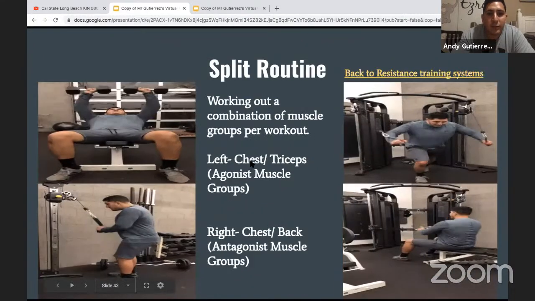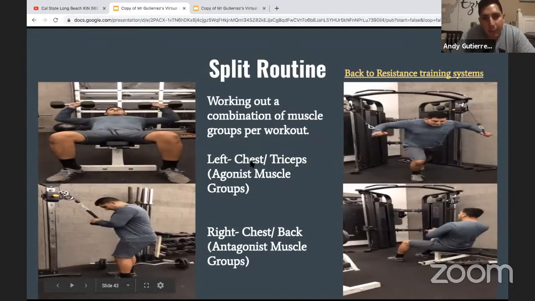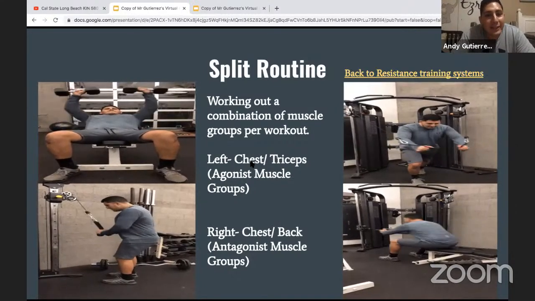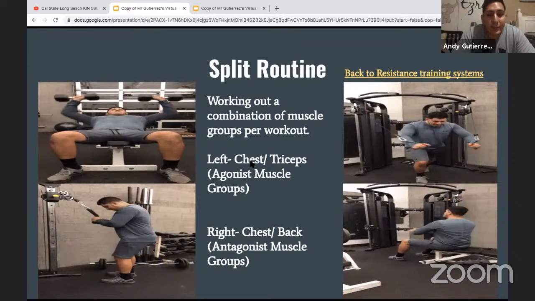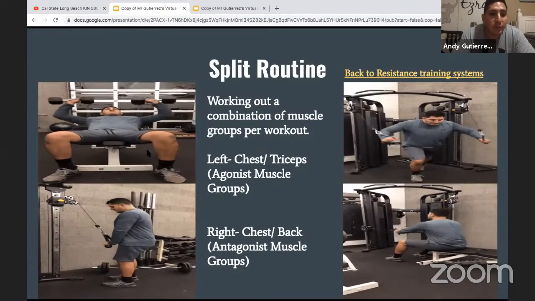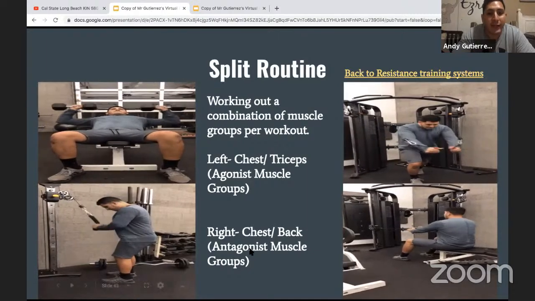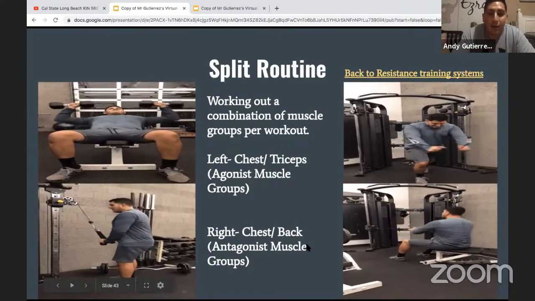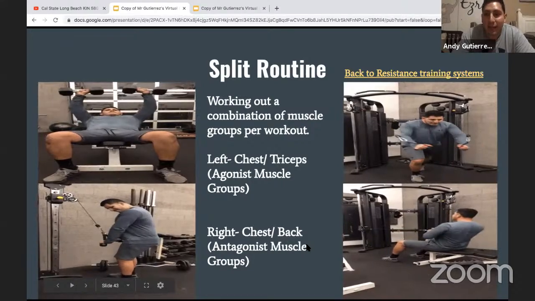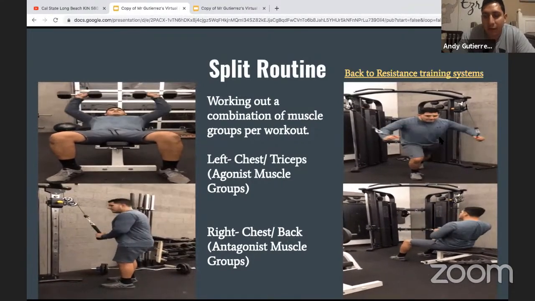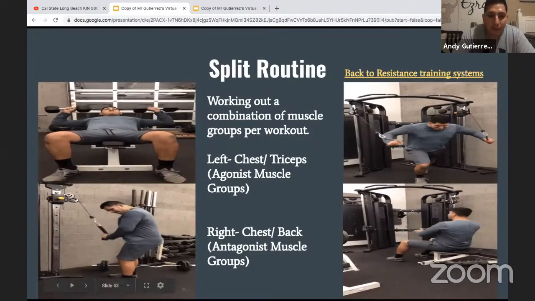And you have split routine, how often people will do split routine. People do that based on agonist muscle groups, the chest and triceps. When you do pushing motions, you work out both the chest and the triceps. So many people decide to do that, or others like antagonist muscle groups. I know Arnold Schwarzenegger loved this one, the chest and back, two major muscle groups. You'll start off with the front part of the body, the chest, moving on to the back.